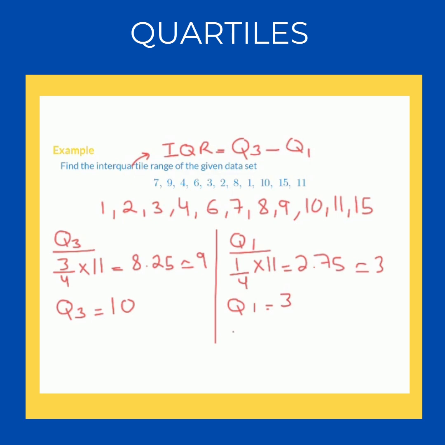Now to find the interquartile range, which is the IQR, it is Q3 minus Q1. So it is 10 minus 3, and the answer is 7.